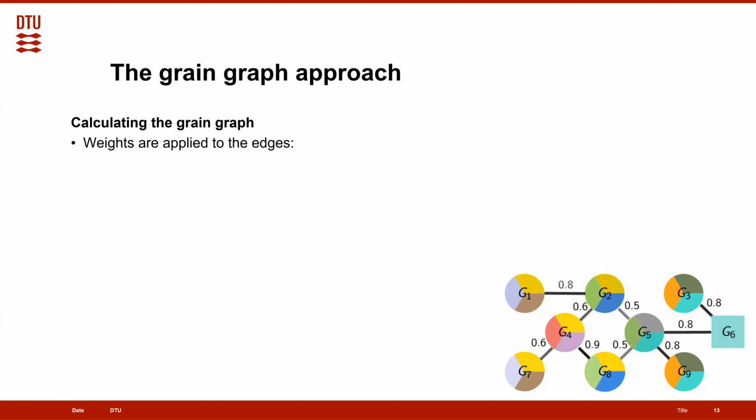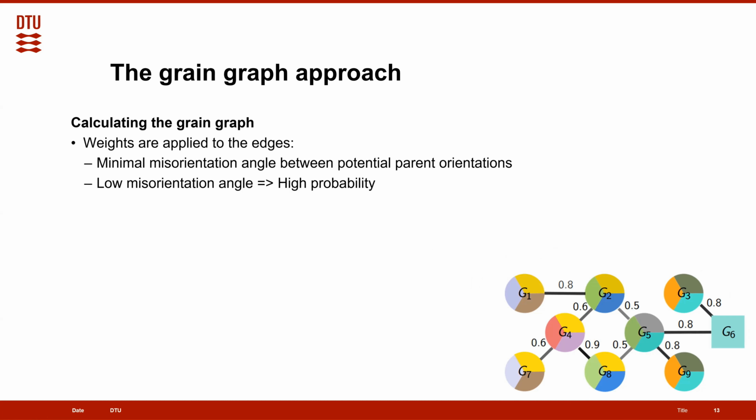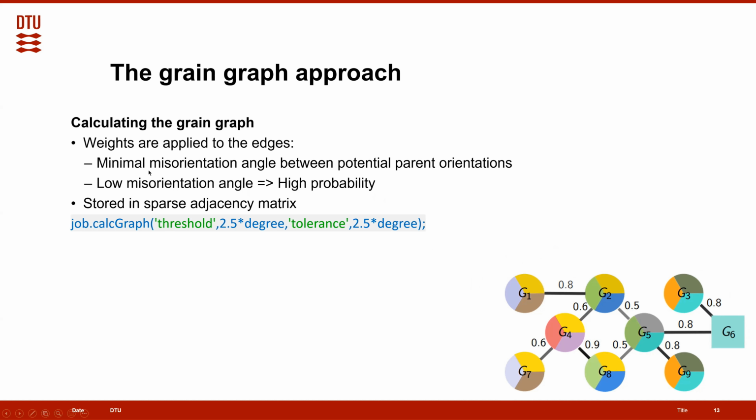We again start by building this grain graph just as I showed before, and we also apply weights to the edges. And these are exactly the same weights that we computed before for the local neighbor approach. So again, we have the 0.8, 0.6. So this is basically initializing the grain graph. So again, low misorientation angle is high probability. And then we store this in a sparse adjacency matrix. And we do this by running this command here, calc graph.